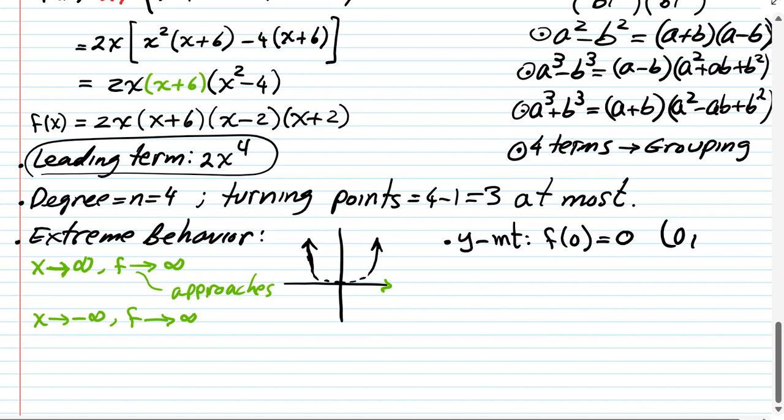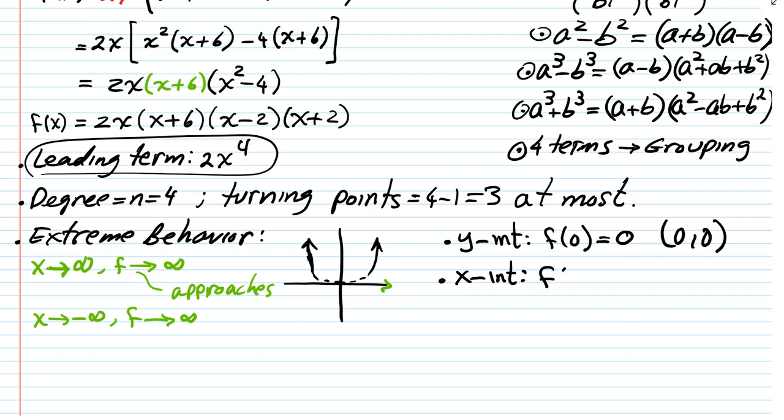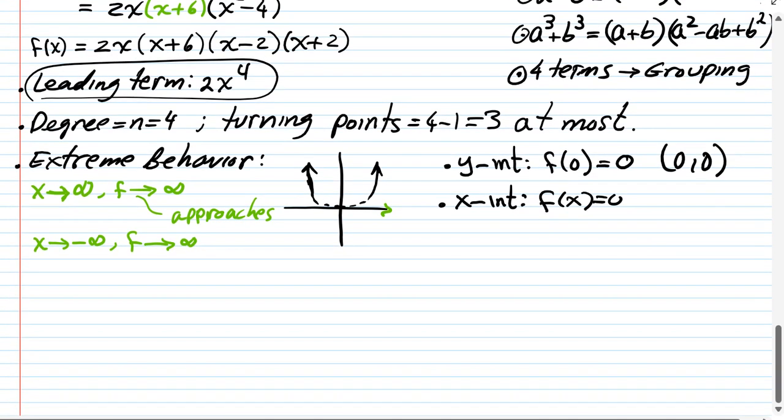That means (0, 0) is the y-intercept, therefore the x-intercept, one of them anyway, is (0, 0) as well. Now for the x-intercepts, we set the function equal to 0. For us to set the function equal to 0 means practically we have to solve that equation, right? And that is where the factored form comes in.